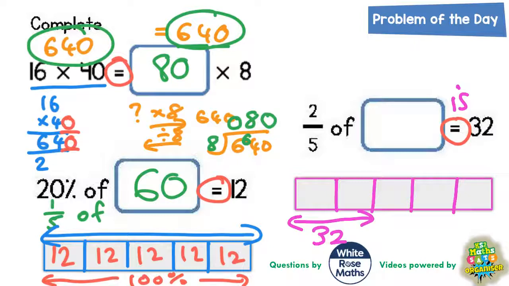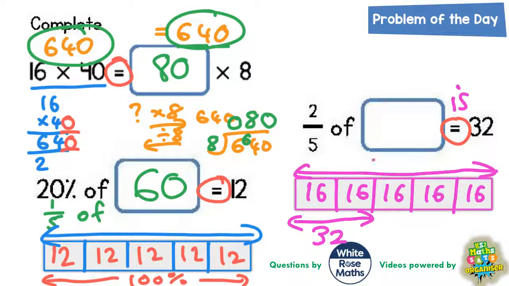Well, if 2 of them together makes 32, then each one must be 16, because 2 16s make 32. So if each fifth is worth 16, then this one's worth 16, this is worth 16, and this is worth 16. So the whole bar, and remember, just like in the first question where the whole bar was 100%, the whole bar here is also worth 100%. And that'll be the mystery number.